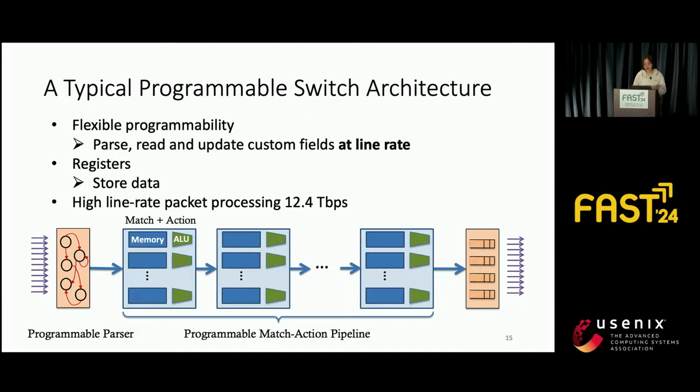The enabler behind this is the switch's programmability. The programmable switch has a parser and a programmable packet processing pipeline, and it can process packet headers and custom fields at line rate without any performance loss. Also, it has an external register that can store data. In NetMigrate, we use it to store the migration states.